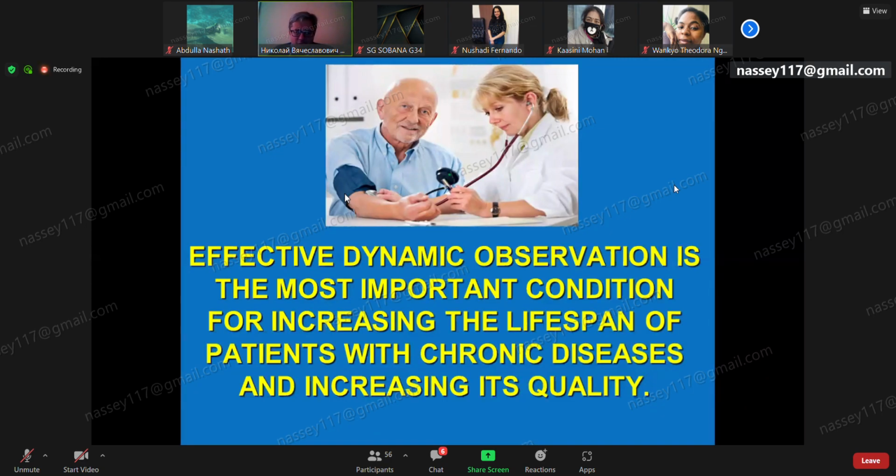And this is already the conclusion of our lecture. We should understand and remember that effective dynamic observation or follow-up of the patient is the most important condition for prolongation of the lifespan of patients with chronic diseases, and it's also a condition for increasing their life's quality. It's a very important and strategical purpose of the healthcare system.